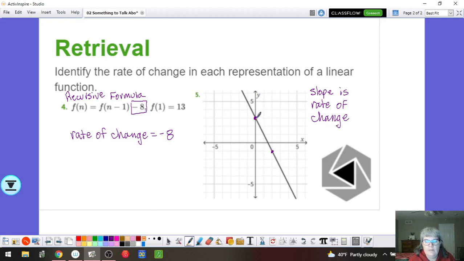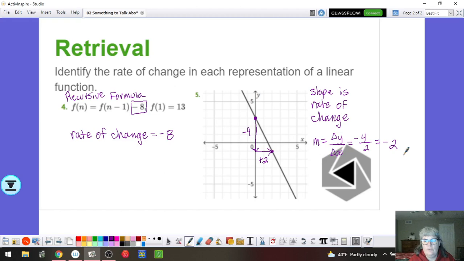I'm going to find my rise over my run. So from my y-intercept, I'm going down 1, 2, 3, 4. That's minus 4. And I'm going to the right 2. That's a positive 2. So slope, which is change in y over change in x, is going to be negative 4 over 2, and we can simplify that to negative 2, so that the rate of change of the graph is negative 2.